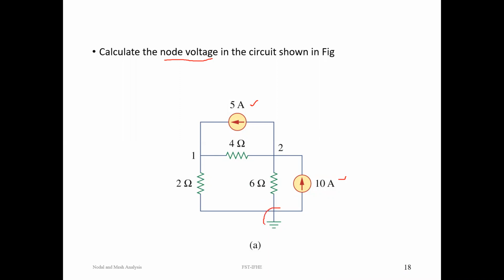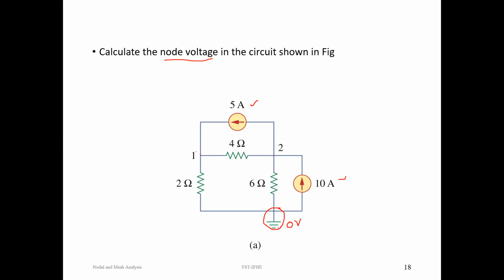In the problem, this node has already been identified as the reference node. That means the potential of this node is 0 volts. Apart from this node, the problem already shows two nodes, node 1 and node 2. So the first step is given in the problem.